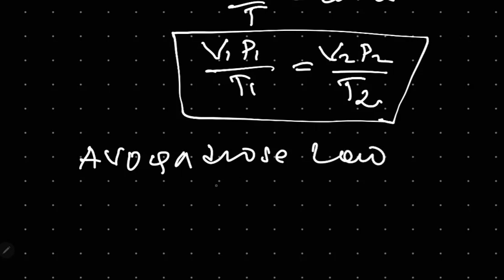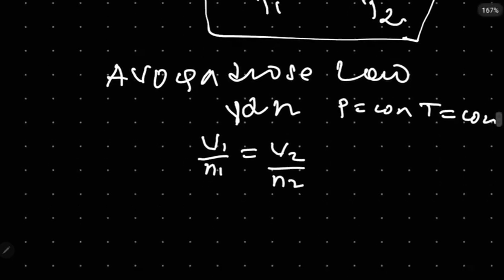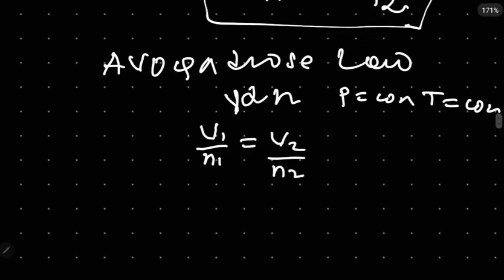So according to Avogadro's law, the volume of a gas is proportional to the number of moles if pressure is constant and temperature is constant. Meaning the volume of one case over the number of moles of that case is equal to the volume of the second case divided by the number of moles of the second case. So this is Avogadro's law.